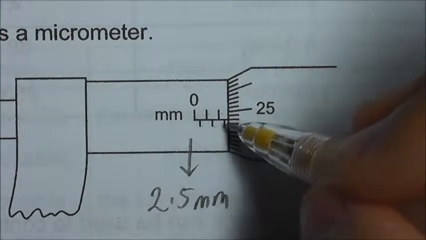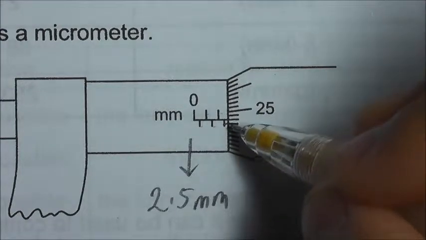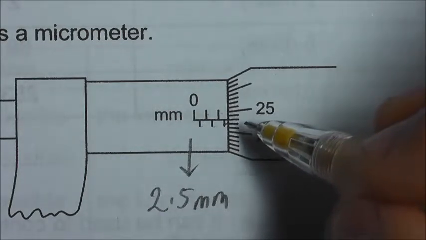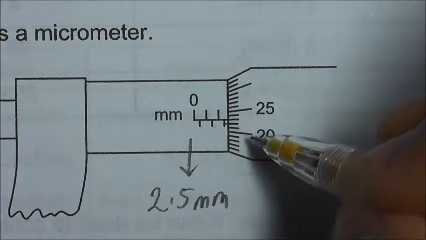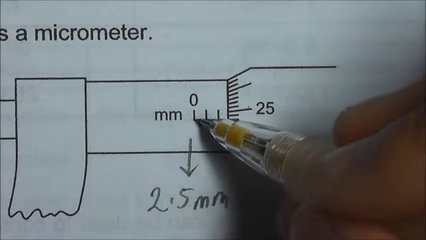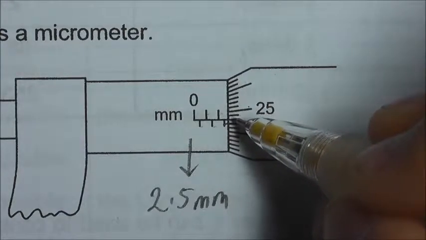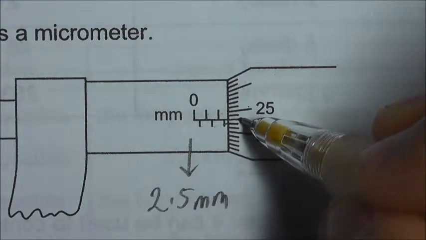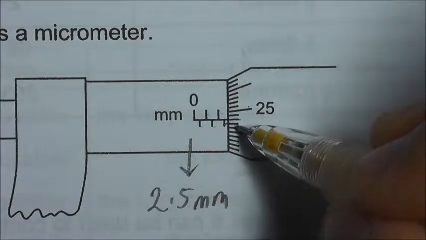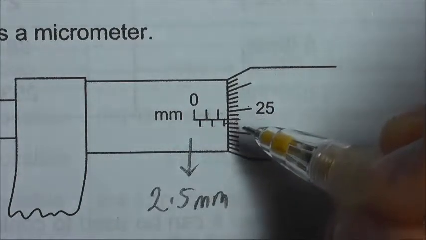And we see that there's still a small portion here that we have to read off. So this small portion, we can read it off from the circular scale. So this is 20, this is 25. So we want the marking that is in line with this horizontal line here. So this will be 23. Okay, 20, 21, 22, 23, which is in line with this horizontal line.